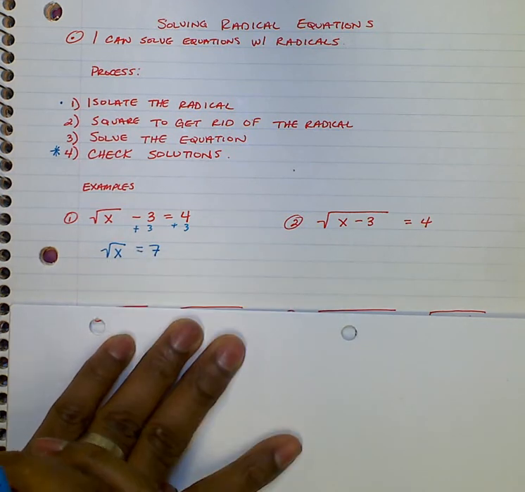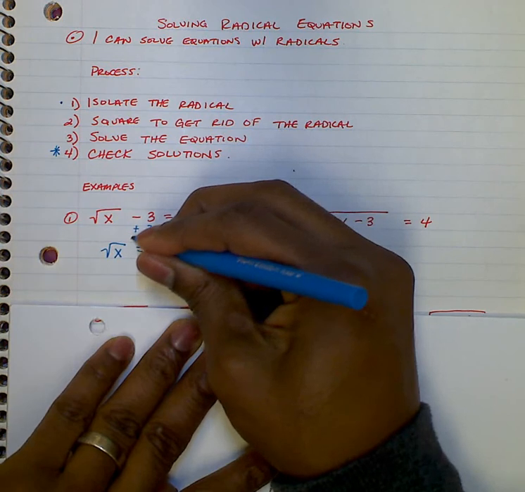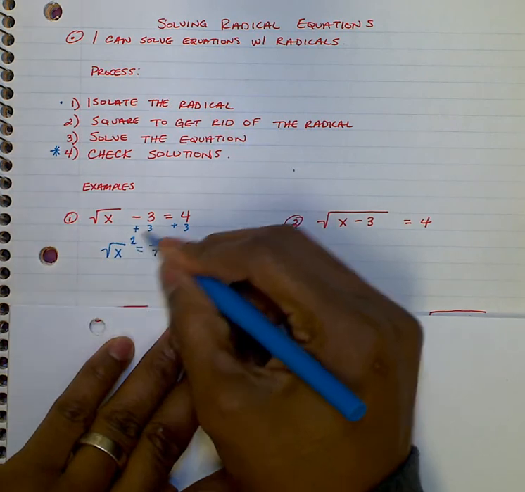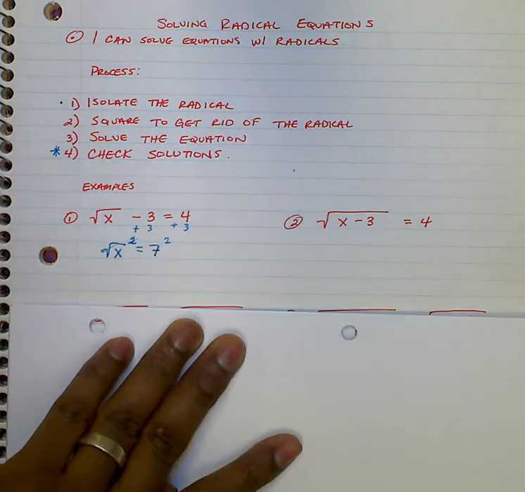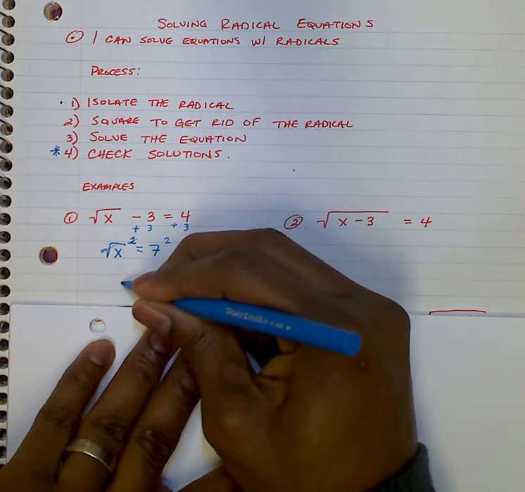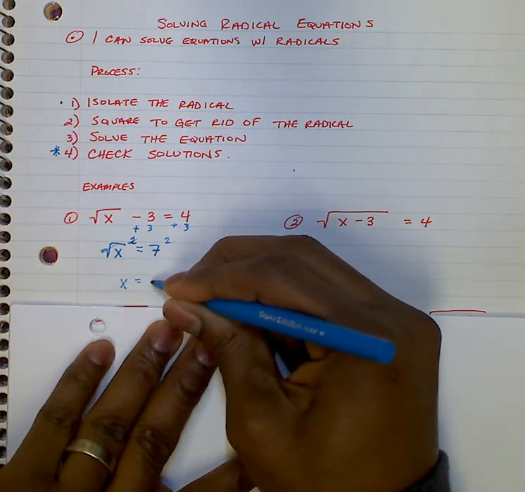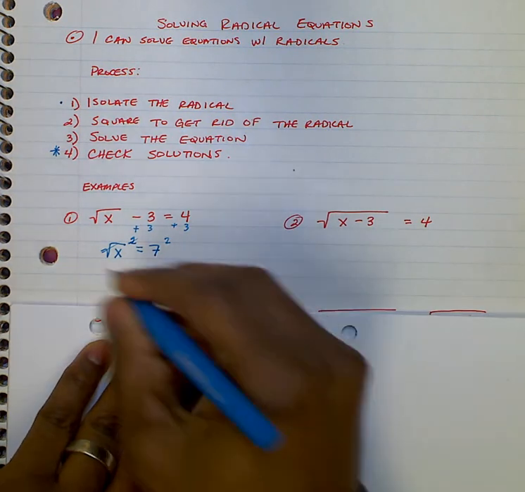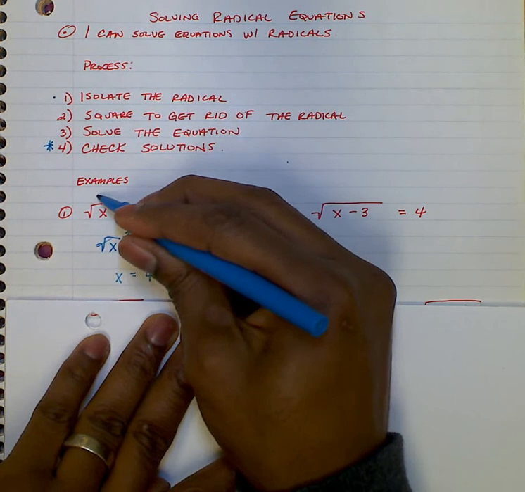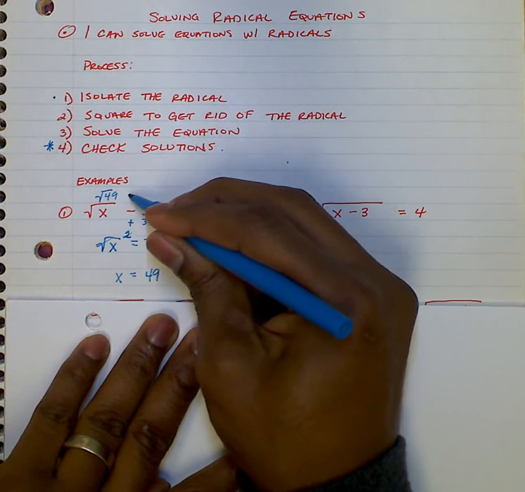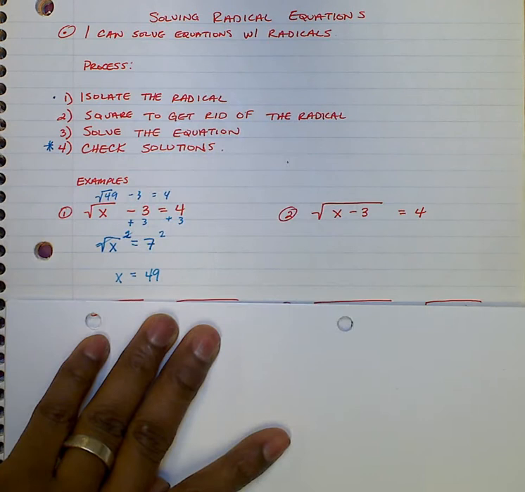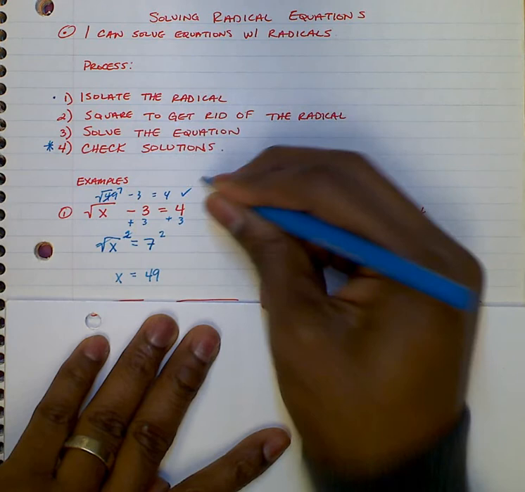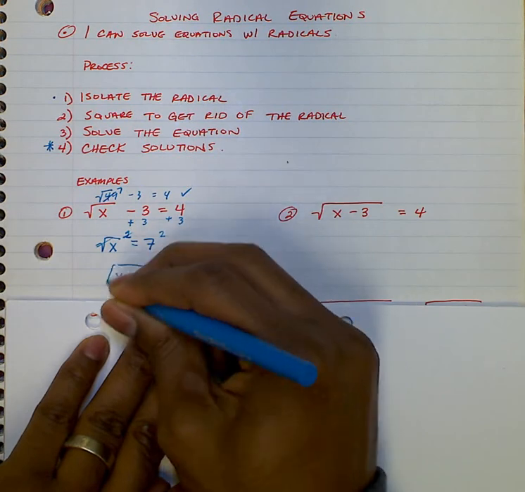To get rid of the radical, our inverse operation is squaring it. Taking the square root is the opposite of squaring it, so they cancel each other out. And so on our left side we're left with x, and on our right side we're left with 49. When we plug this back into our equation, we have radical 49 minus 3 equals 4. And that works out for us because radical 49 we know is 7. 7 minus 3 equals 4. Good. So x equals 49.